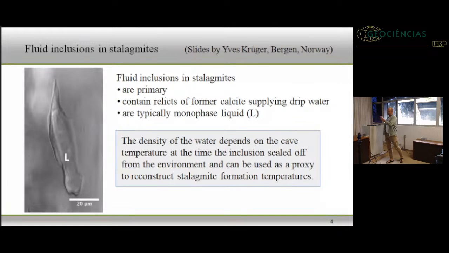And we like the drip water because that tells us a lot about the climate. But in this particular case, we like the drip water in this shape because we can do microthermometry if we do it right, and we can get the cave temperatures. So they are typically monophase, and that's where our problem is. We don't have a gas bubble, but we can play with this quite nicely because the density of the water is the parameter that tells us the temperature. If we can get the density out, I see some frowning there. Tell me, yeah? I'm still okay, good.